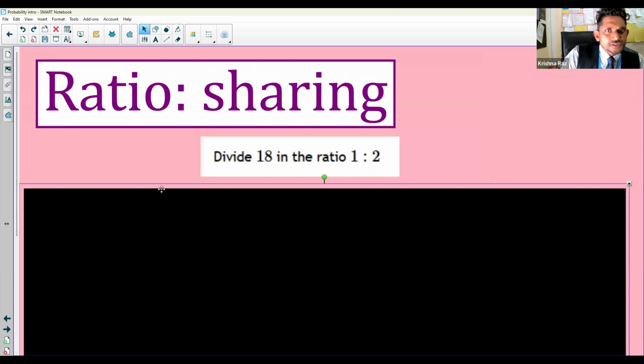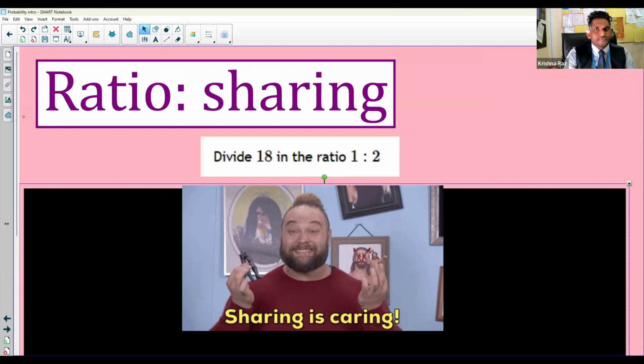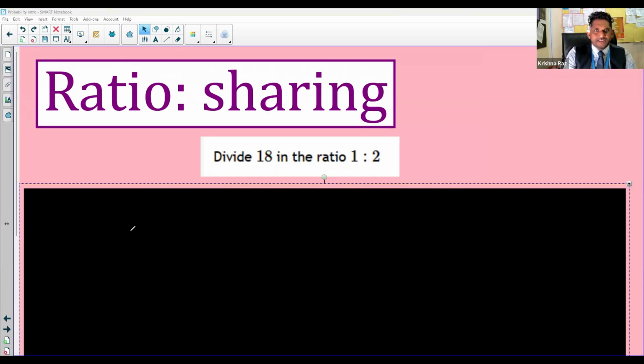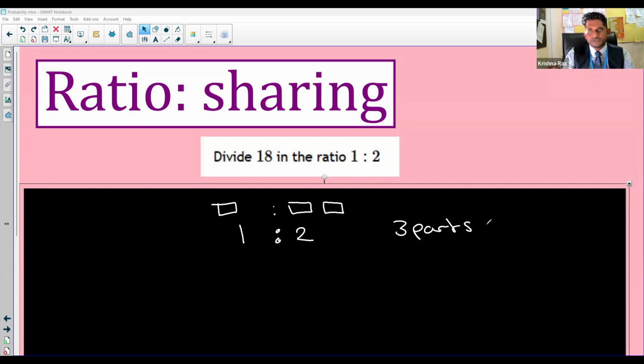Now let's have a look at sharing. So divide 18 into the ratio 1 to 2. If we have the ratio 1 to 2, we need to count the number of parts. The logic is we have one part for every two parts. So there are 3 parts in total, and those 3 parts equal 18.